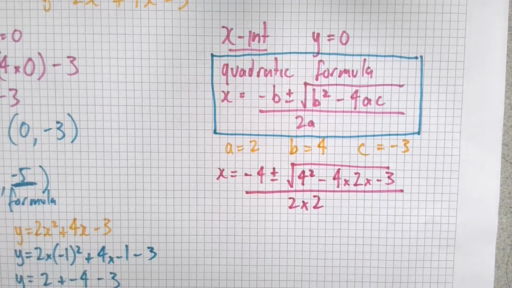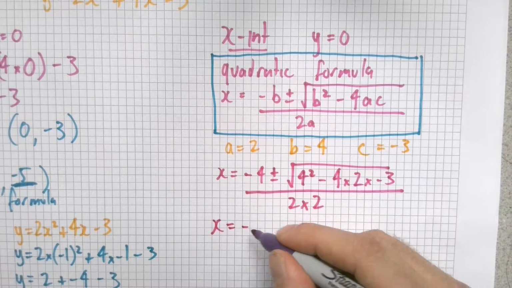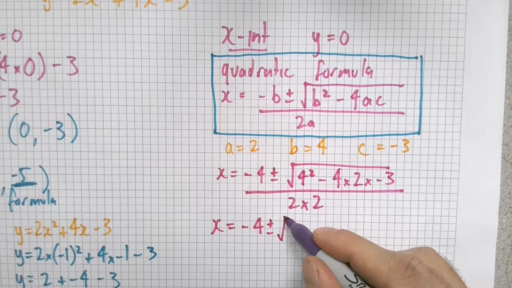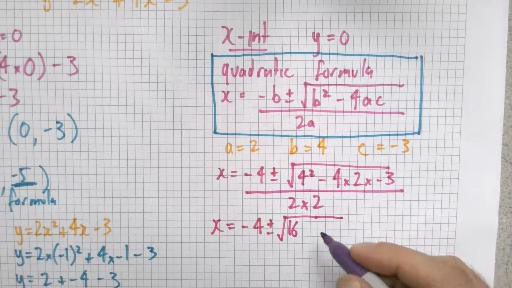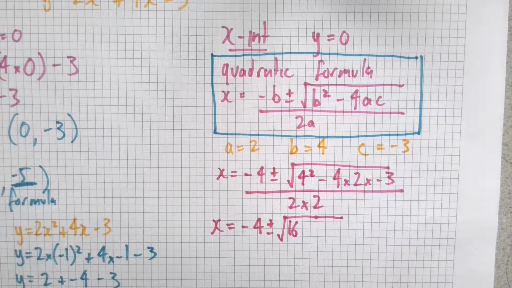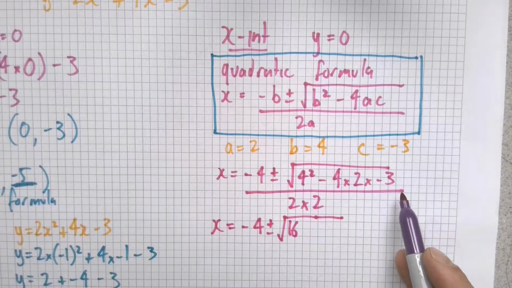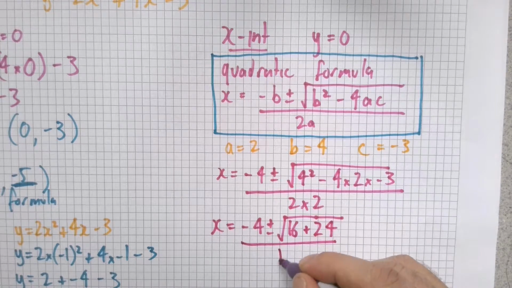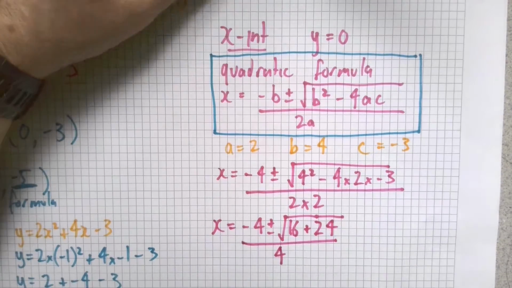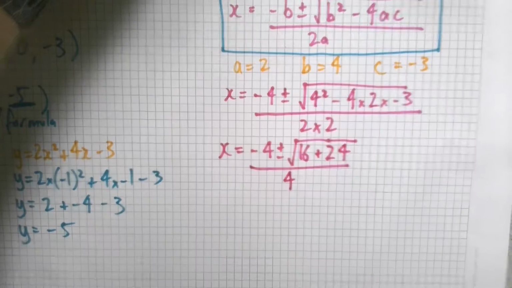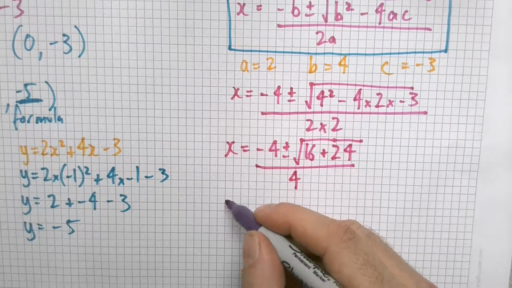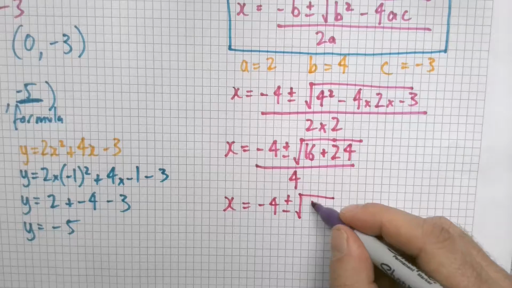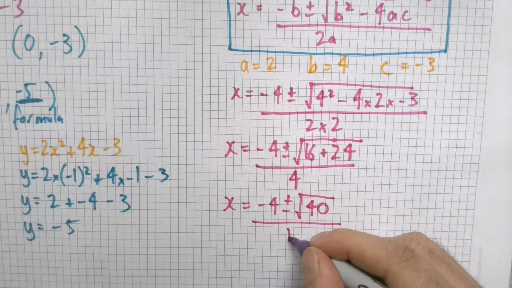Okay, now I can go ahead and start simplifying this. So x is equal to minus 4 remains the same, plus or minus square root of 4 squared, which is 16, minus 4 times 2, minus 8 times minus 3 is positive 24, over 2 times 2, which is 4. And I'm not going to simplify it too much more than this. Obviously, we can simplify it a bit further, but essentially I'm going to leave it like this: minus 4 plus or minus square root of 40 all over 4.